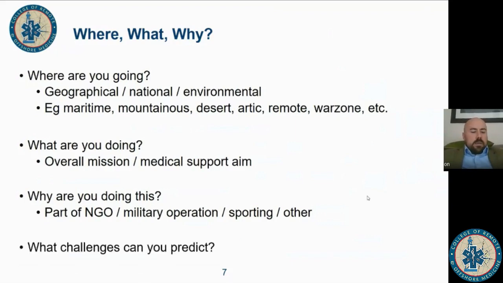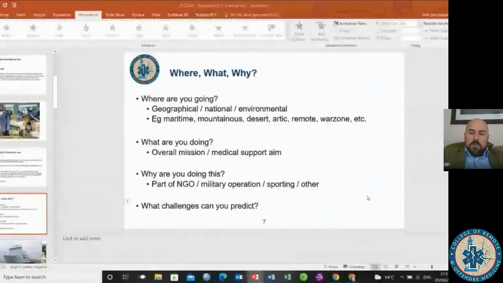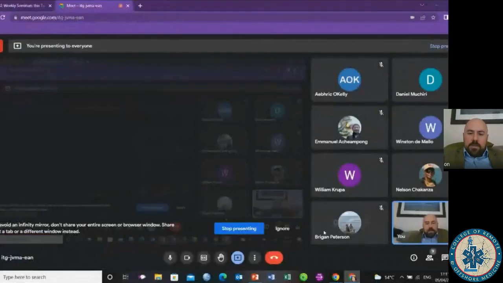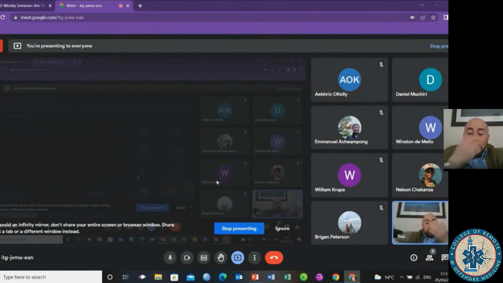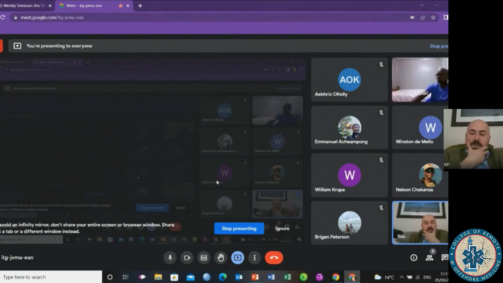And again, you could probably predict a few challenges here. Let's invite a bit of interactivity. Feel free to turn your cameras and your mics on. What kind of challenges do you envisage with that? I can give you an example. If you, for example, think about going up a mountain, to set up an intensive care facility for a mountaineering expedition in the Himalayas, what are you thinking about?